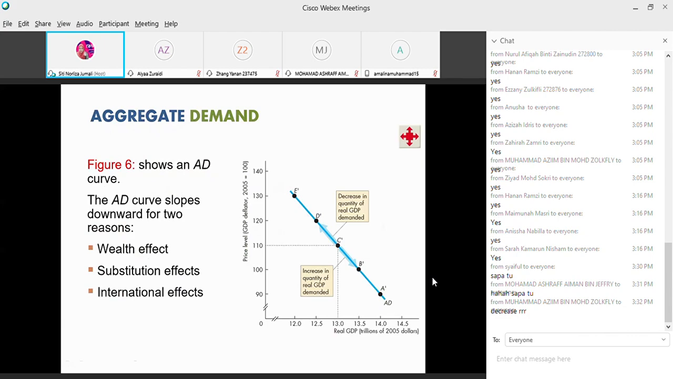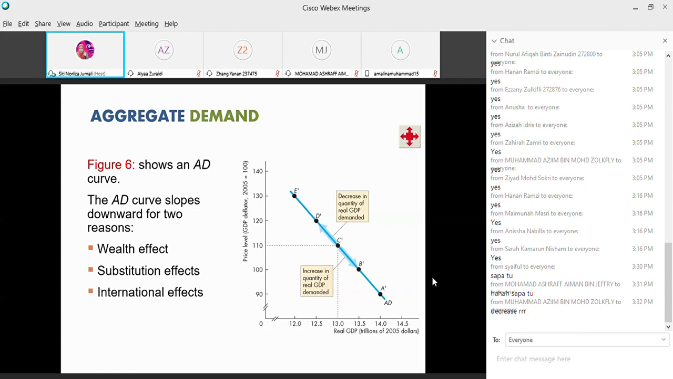You can imagine that when the price level increases, we are facing inflation. So previously you spent 200 ringgit to buy a full trolley of goods.